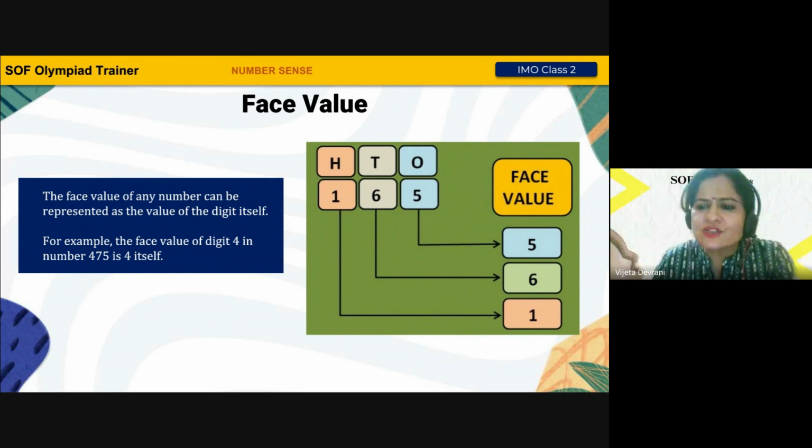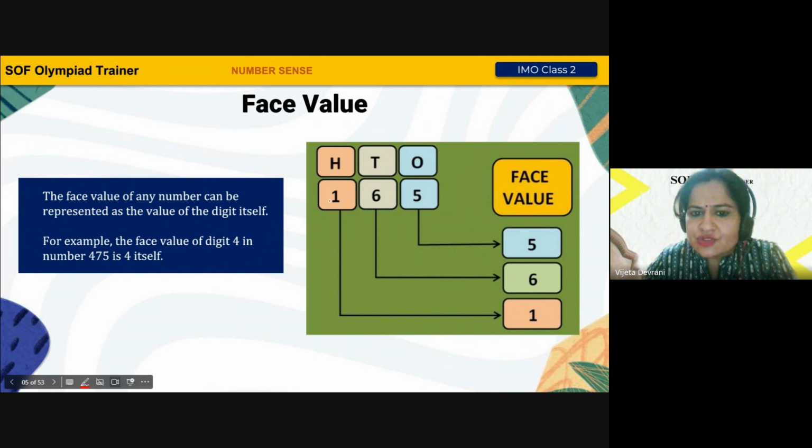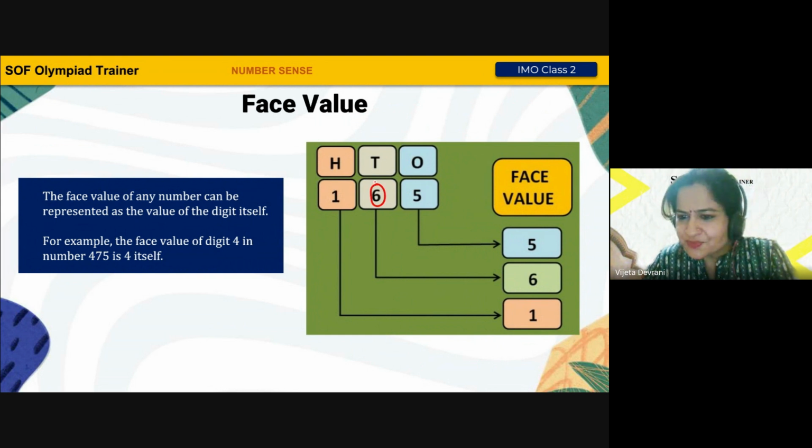Similarly, what is the face of a number? If I ask you any number, 165, do you see the screen? Here the example is 165. 5 is at 1's place, 6 is at 10's place, and 1 is at 100's place. Now tell me, Shreya, what is the face of 6? How does it look like?